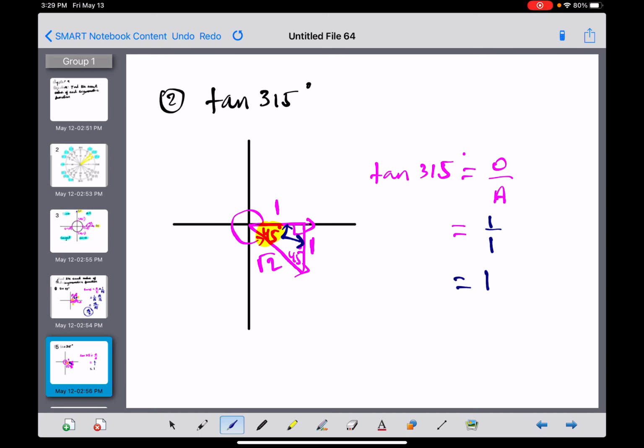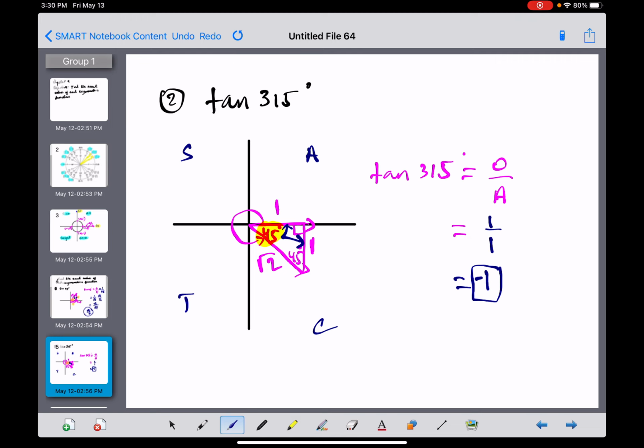Then our last step, we have to determine if our answer is positive or negative. Remember earlier when you copied down the slide, it says All Students Take Calculus. So in quadrant 4, only cosine can be a positive answer. The rest in that quadrant cannot be positive. So therefore, this answer has to be negative.